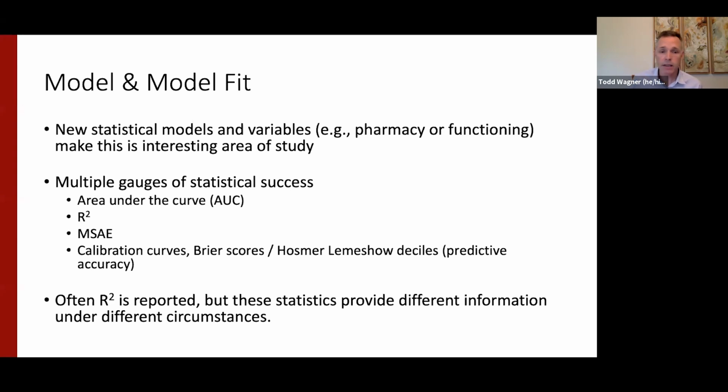There are many gauges of success. I think every researcher has their preferred metrics. We often report R-squared. My preference is calibration curves or the Hosmer-Lemeshow deciles. I really want to know what's happening at the top decile of expected cost and the lowest decile of expected cost. Can we improve on those misfits, what Tom McGuire showed with the $190,000 underpayment and the $95,000 overpayment?